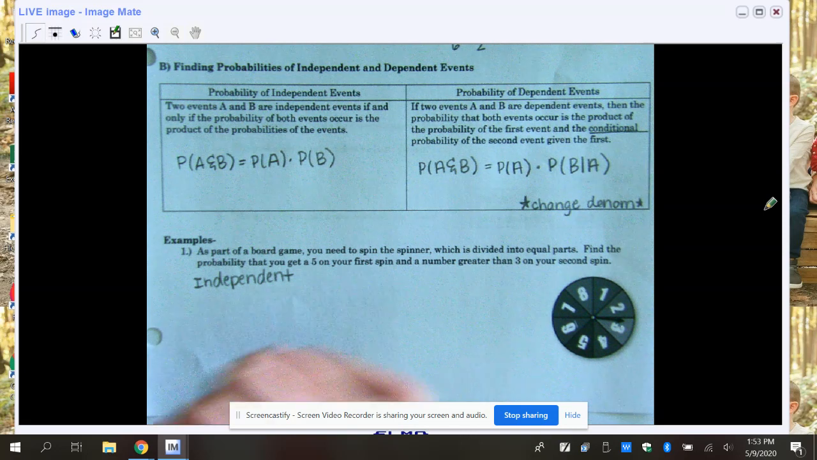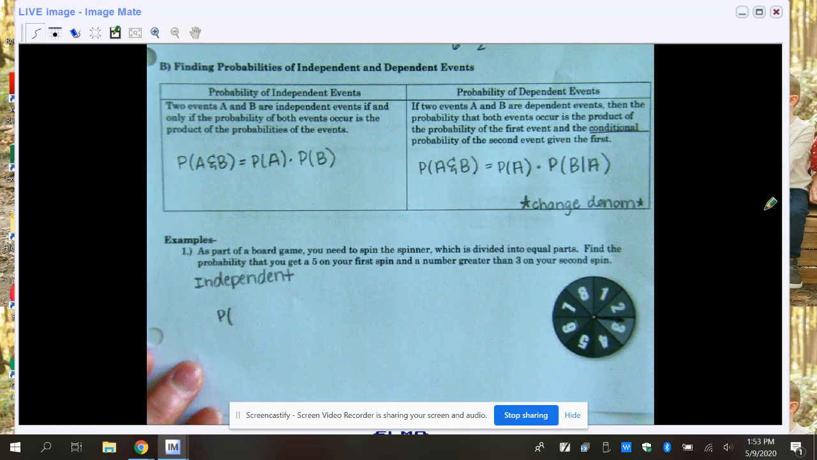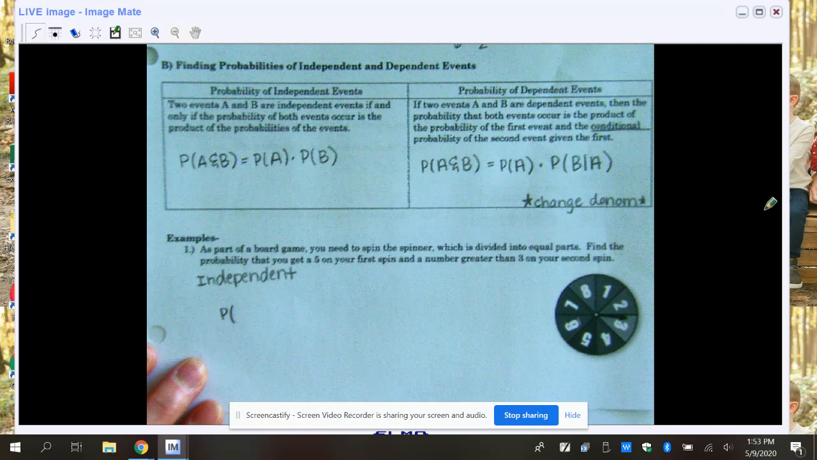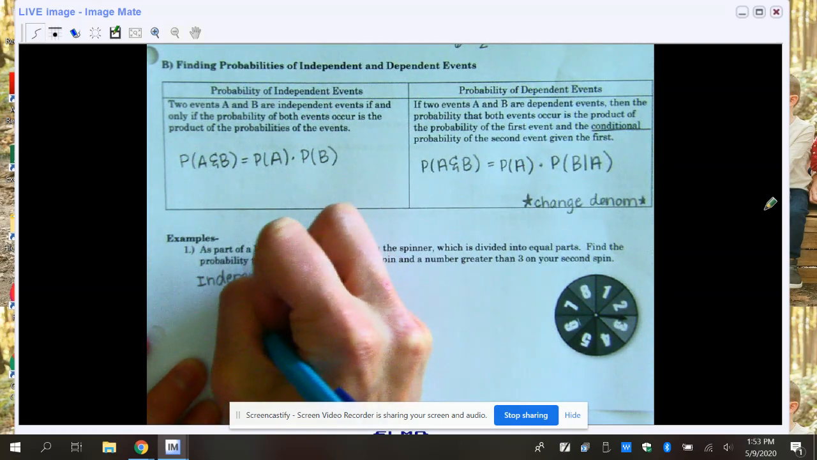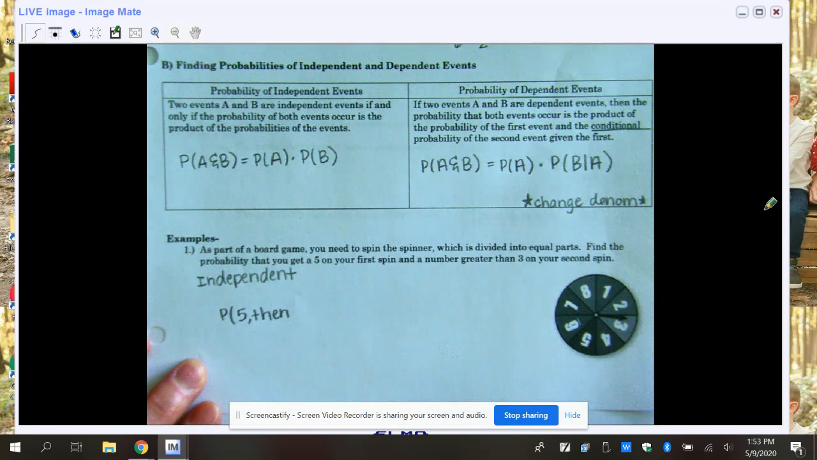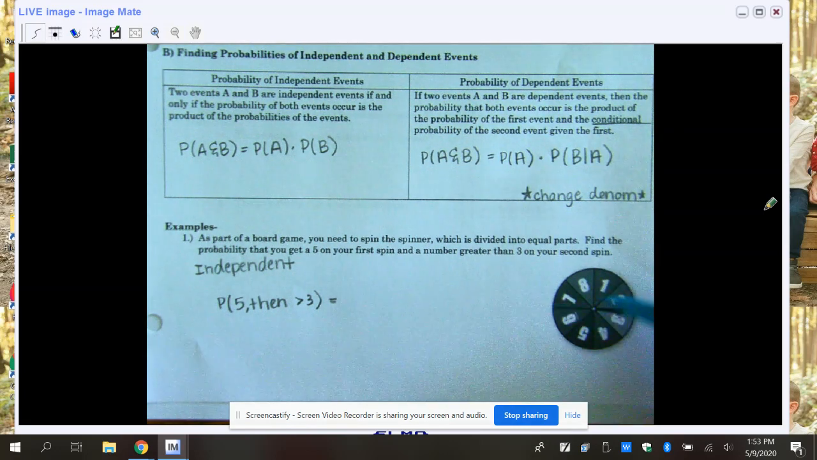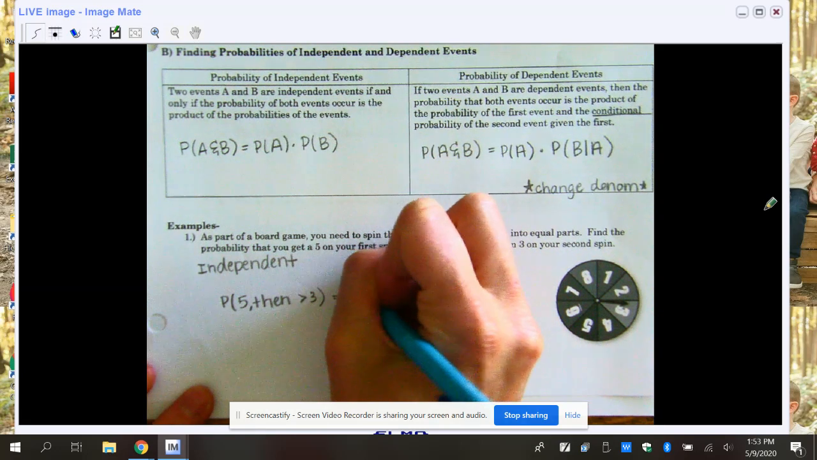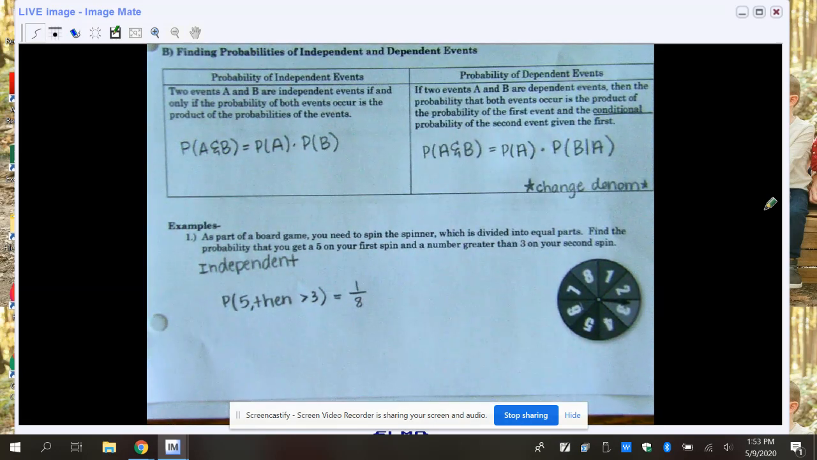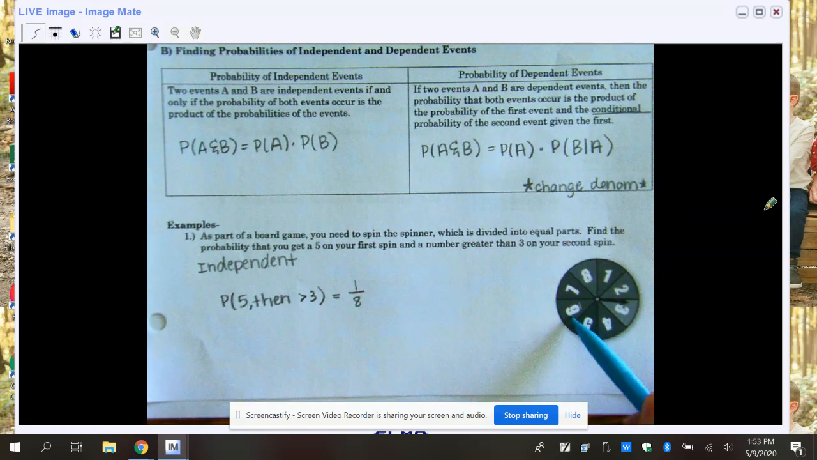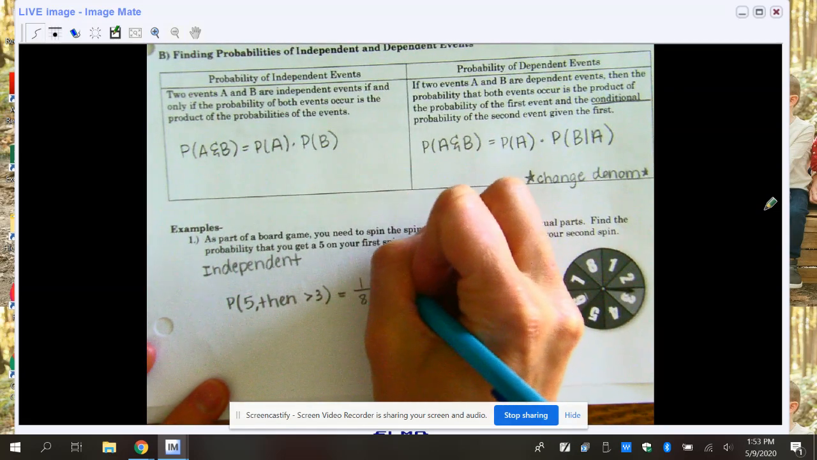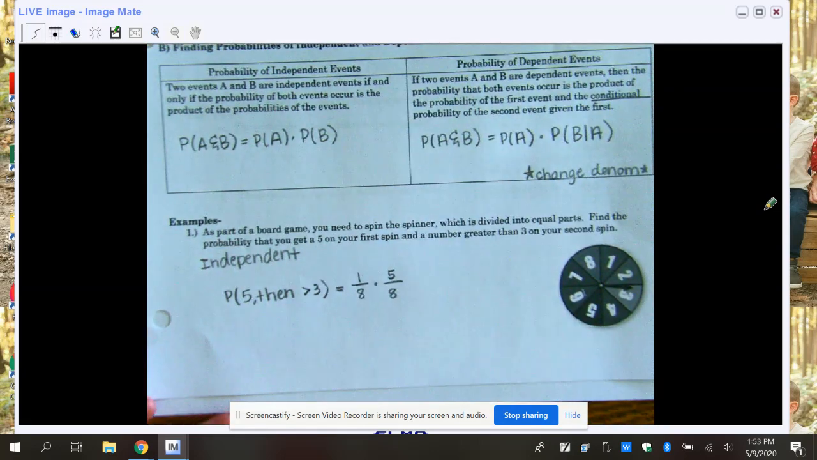And the outcome of my first spin does not have anything to do with the outcome of my second spin. So I want to know the probability that I roll a 5 and then a number greater than 3. Okay, well if there are 8 numbers on here, there is only one 5. So I have a 1 in 8 chance of spinning a 5. Then I have got 1, 2, 3, 4, 5 out of 8 values that are greater than 3.